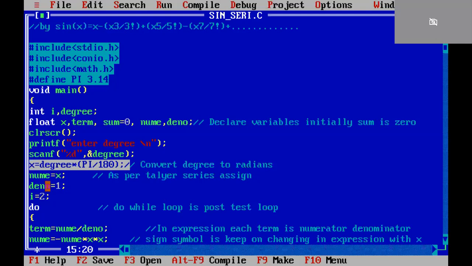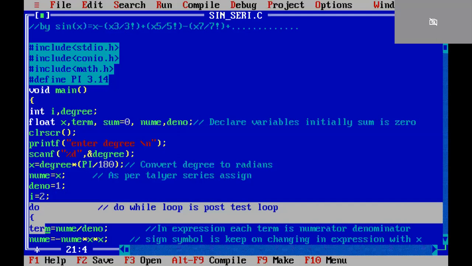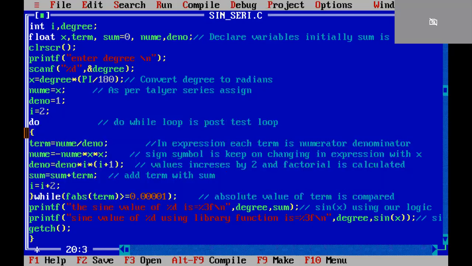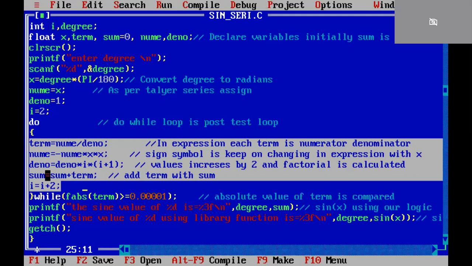Okay, and here numerator will have the x factor, and denominator has a value. Initialize i equal to 2, because each and every time the value is incremented by 2. Now we move on to the actual logic of the program, written using a do while statement. Do while is also called a post-test loop. Post-test means initially there is no condition, but at the end we write the condition using a while statement. Also, whatever we write inside the do block will be executed at least once. So these are the statements we use to find the value of the sine function.